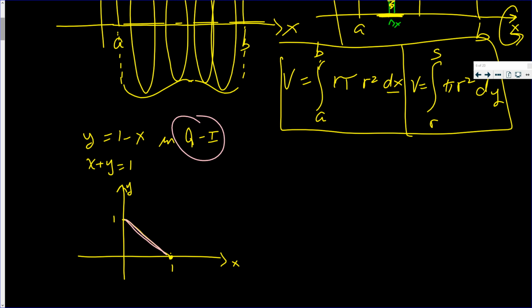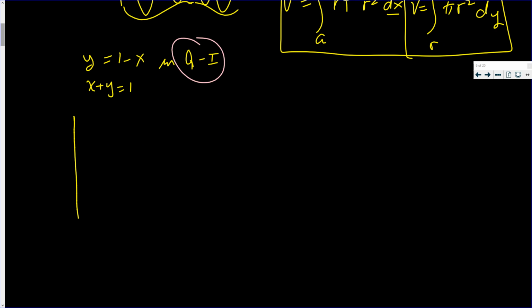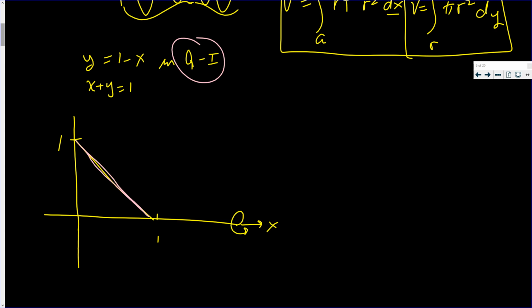We said it's in quadrant 1, and we want to revolve this about the x-axis. Now, I actually want to draw this a little bit bigger. So 1 and 1. That's the curve. It happens to be a line, but it's also a curve in quadrant 1. Now, if you revolve this curve around the x-axis, what you are going to get is a cone. And the question is, what is the volume of this cone? Now, there are two ways of doing this.